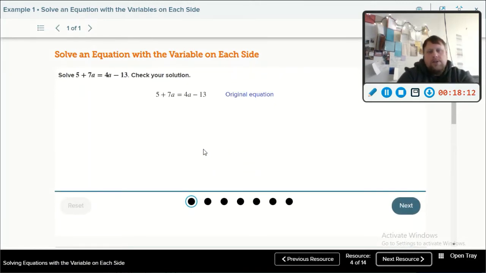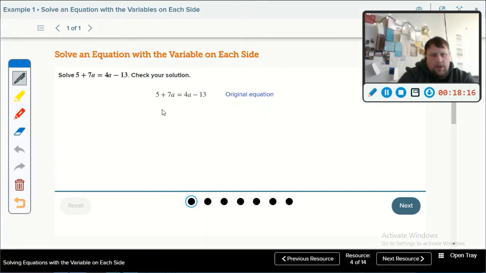All right, so just looking right here, I'm going to work this out with you. So again, we want to solve for A, and then it says to check our solution. So we're going to talk about how to do that at the end. So the first thing I'm going to do is get variables on one side, get numbers on the other. So I want to move the 4A to the left. By the way, take a minute, pause this, try it on your own. Ready, set, go. All right, we're back.